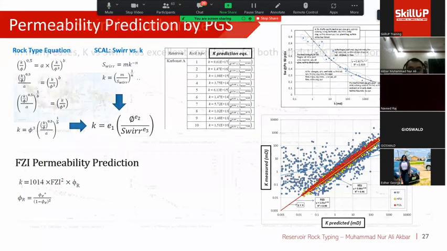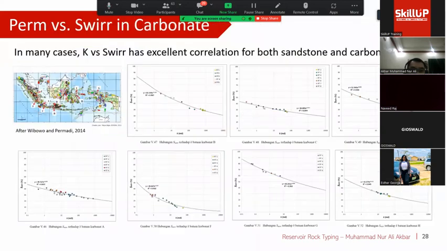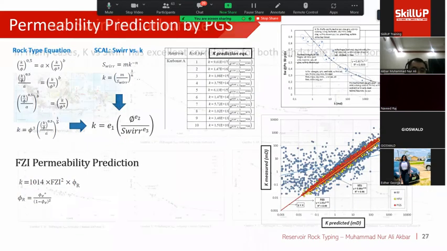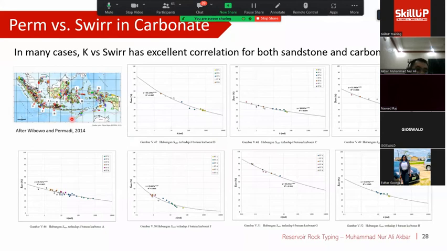One thing I should emphasize is why this method is good using the irreducible water saturation, because in many case studies from Vibo and Permedi 2014 from different basins, there is always a really good relationship between permeability and irreducible water saturation. So that's why when we involve the irreducible water saturation in the permeability prediction, it will give a better permeability prediction result. Not only that, we can also have a better prediction in the saturation height model.